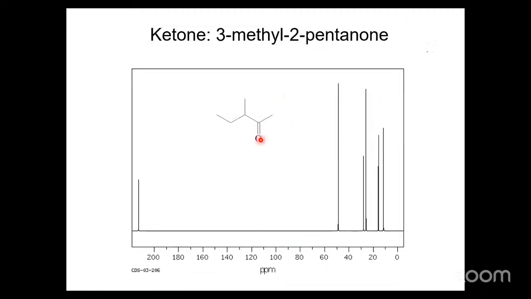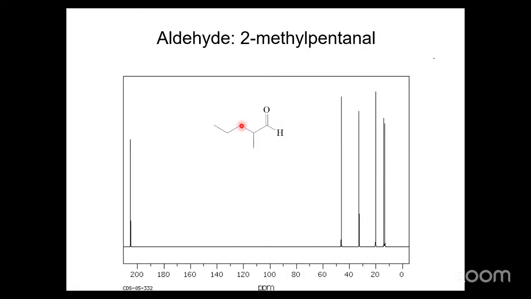These are ketone carbons, which are most deshielded and coming around 220 delta, while the rest of the saturated or sp3 hybridized carbons are coming below 60. Aldehyde carbons are also coming at more than 200 delta. The rest of the carbons are coming below 60.